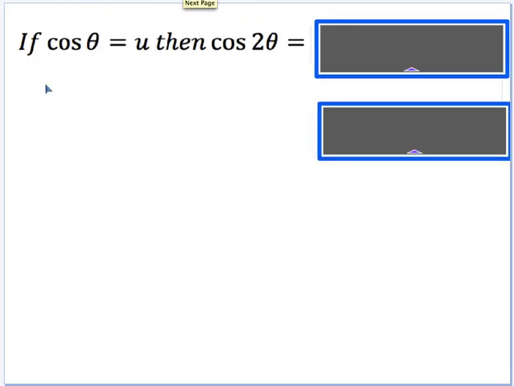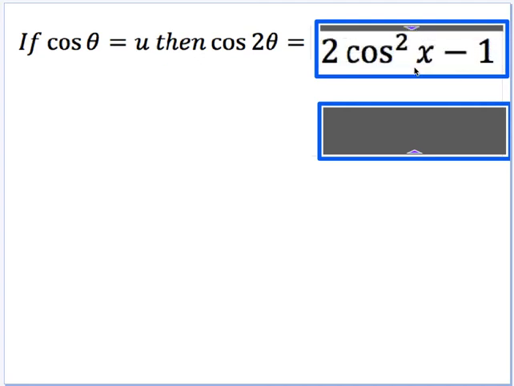All right, so next one: if cosine theta equals u, then cosine 2 theta equals what? Well, cosine 2 theta is one of your double angle identities. A couple ways you can simplify that. Remember, with our double angle identities, there are 3 different versions with cosine in it. However, you want the version that only uses cosine theta, because that's all we know. And there's only one that only has cosine theta in it.